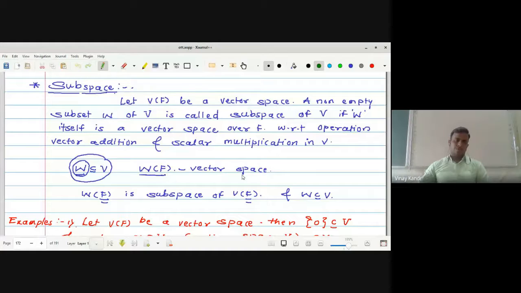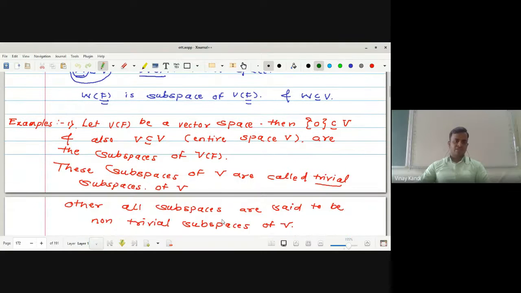Yes, sir. Okay. In the last lecture, we saw the definition of a subspace. Let V over F be a vector space. A non-empty subset W of V is called a subspace of V if W itself is a vector space over the field F, with respect to the same operations of vector addition and scalar multiplication in V. Also, we saw some examples of subspaces.